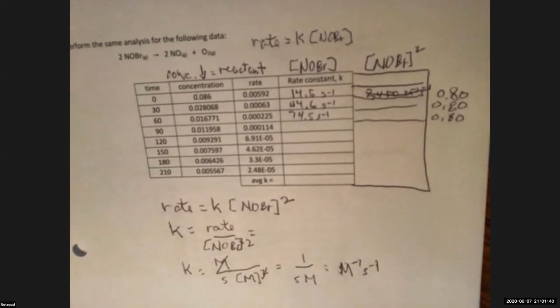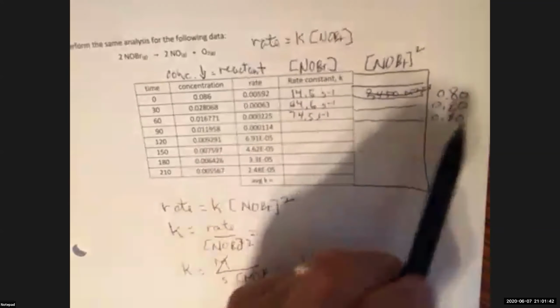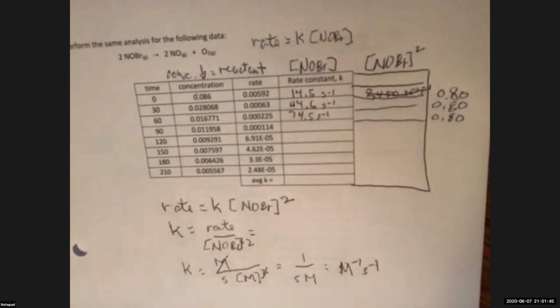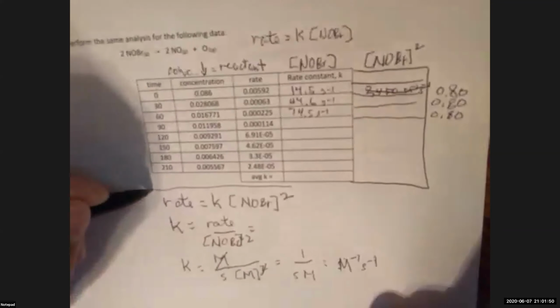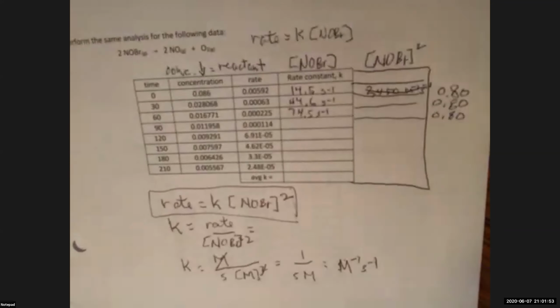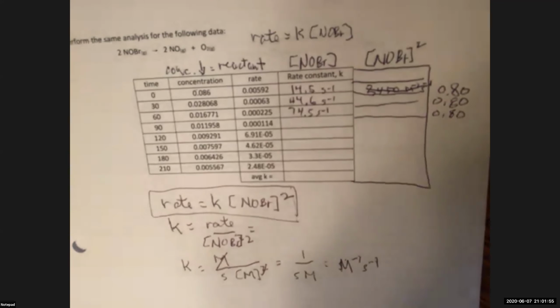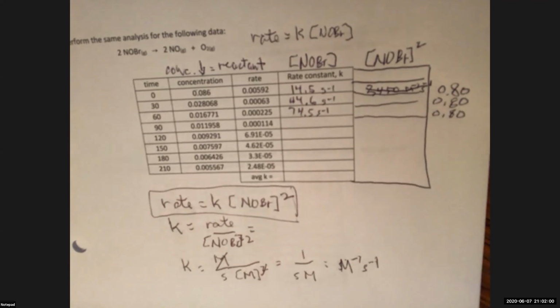All right, so that's the rate constant, and it's coming out very constant. So this reaction turns out to be a second order reaction. So this is the correct rate law for the decomposition of NOBr. So let's go back to the slideshow. And this completes one of our learning goals, to calculate the rate constant from time, concentration, and rate data.